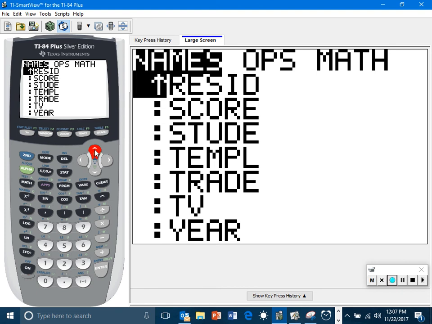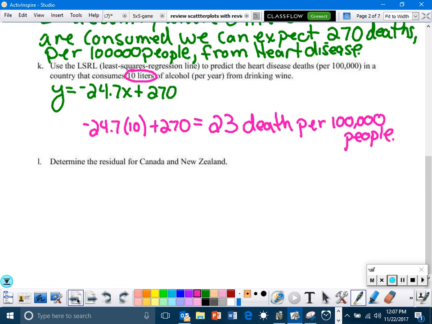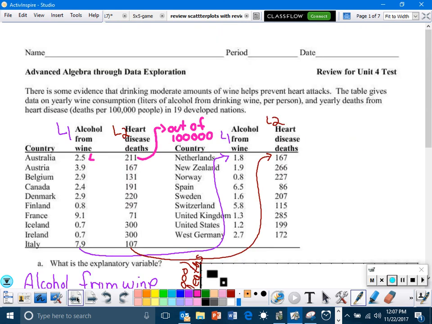There it is. I'm going to hit enter twice. Okay, there are my residuals. Now, I need to find Canada and New Zealand. So I've got to go back to my paper, back to my list.